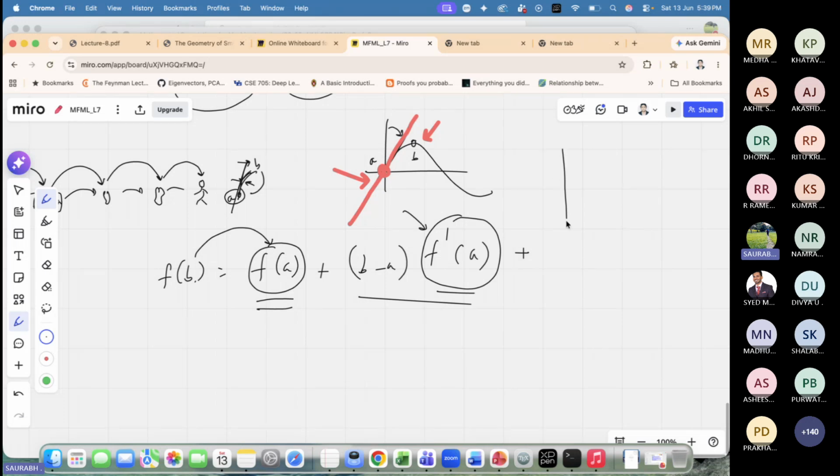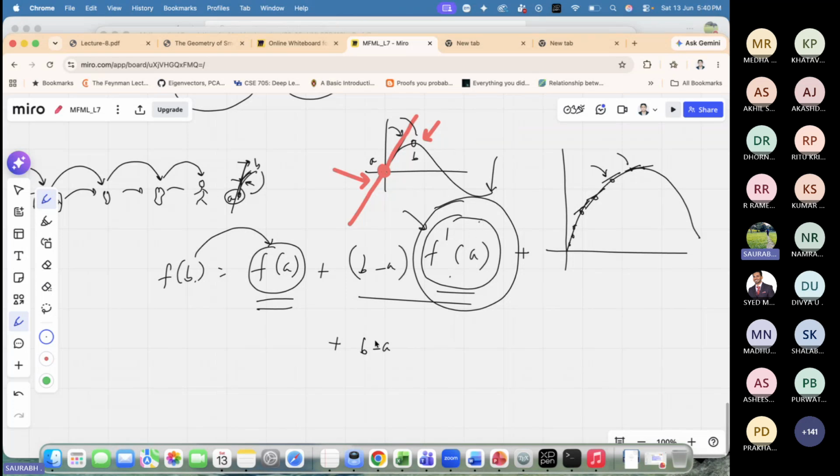Let me redraw it to help you understand. This is your sine wave function. At this point the slope might be constant, but here it is changing. At every point the slope is changing. So you would have to add new terms to this equation to approximate the function's value at b, which would be a higher order function. So you differentiate again: the rate of change of the rate of change at a would be the double derivative, which gives (b minus a) whole square by 2 factorial into f double dash a.